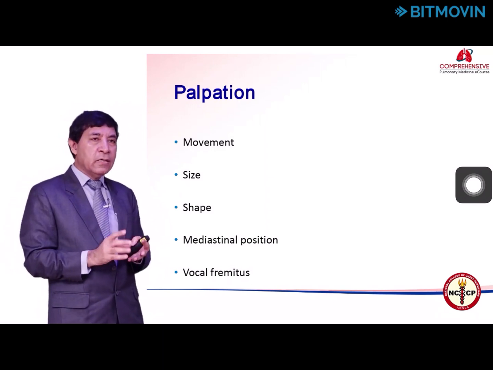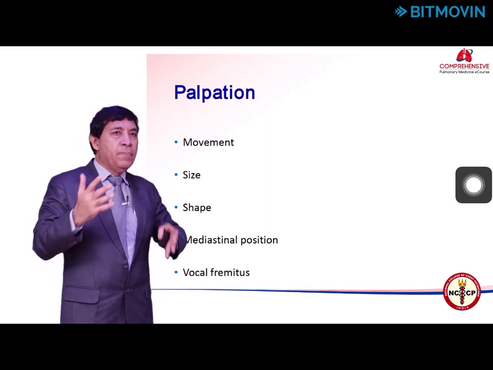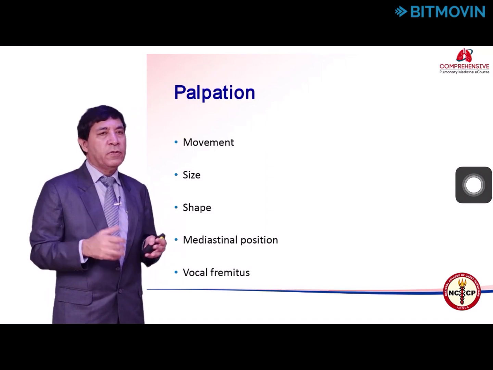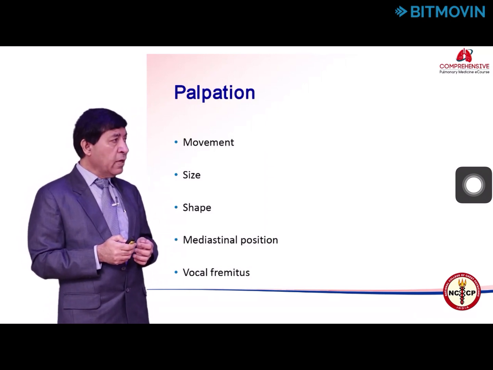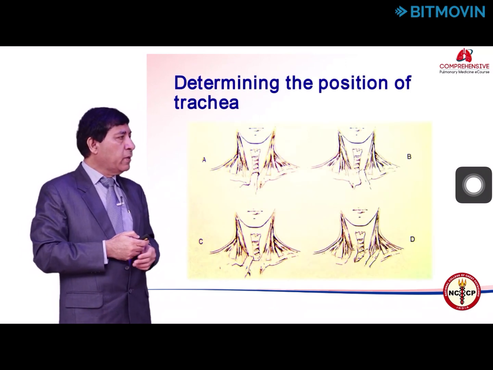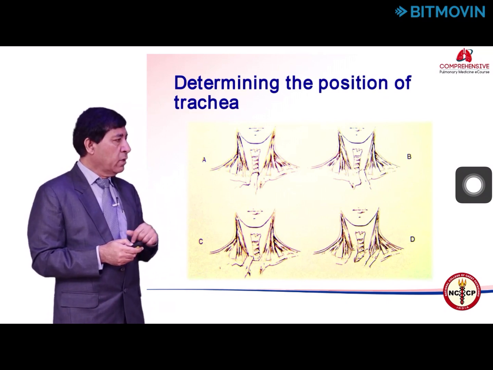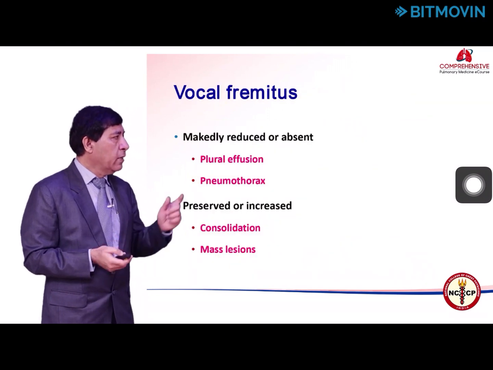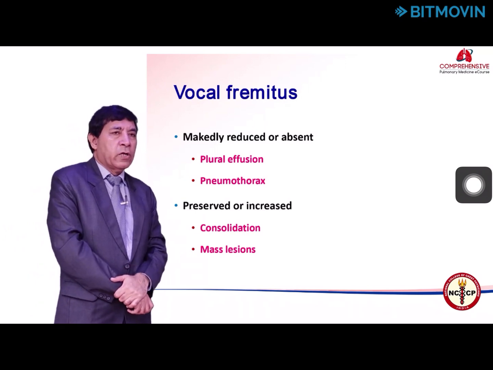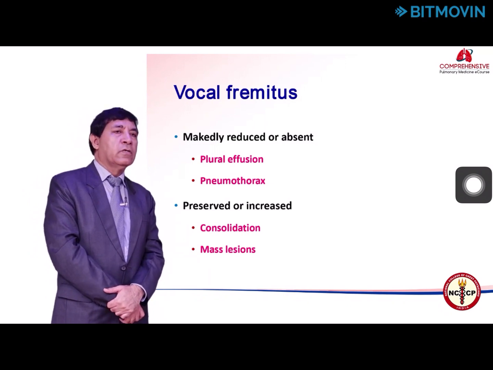What is important with vocal fremitus is its absence. When the vocal fremitus is absent, then it becomes much more important, and it is characteristically absent or lower in patients with pleural effusion and pneumothorax. You can see here there are different methods which have been depicted to look for the position of the trachea, which people can use. And vocal fremitus, as I have already mentioned, is markedly reduced or absent in patients with pleural effusion and pneumothorax, and in other conditions it may be preserved.